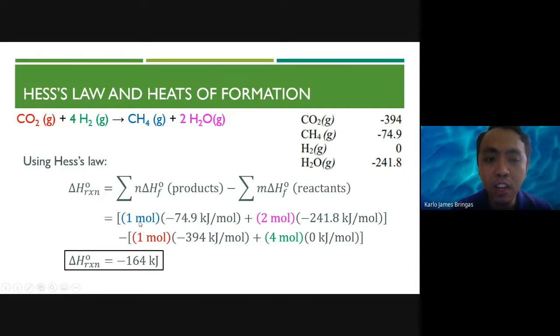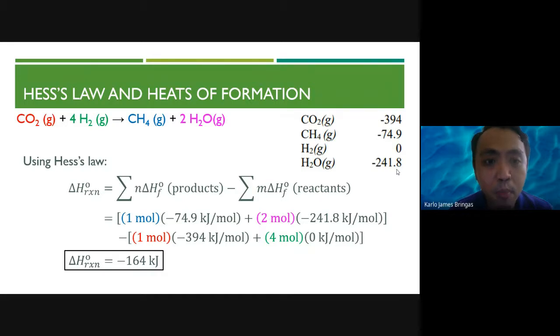So you can use your calculator to verify this one further. But if I simplify this one, it turns out na delta H ng reaction is negative 164 kilojoule. So this is yet another way that we can compute delta H for the reaction using our Hess's law, provided na alam natin ang heat of formation niya. Okay? So that is our example number 2.